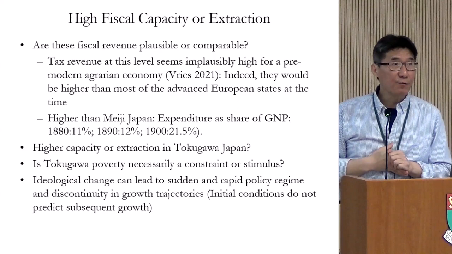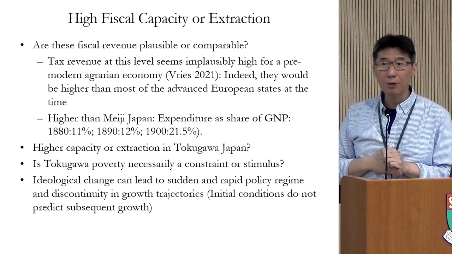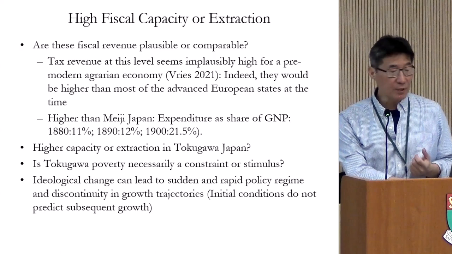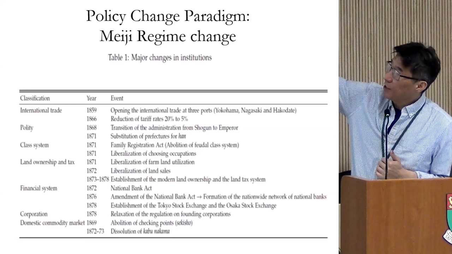Actually, I want to argue that precisely because Tokugawa Japan was very poor, it doesn't have to be a hindrance. It's the policy switch that was very important, and it's possible to have this kind of great discontinuity. So this is all the policy change that happened.